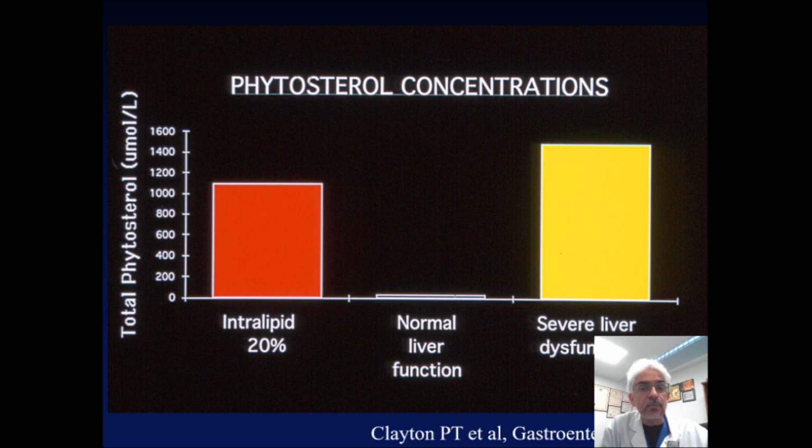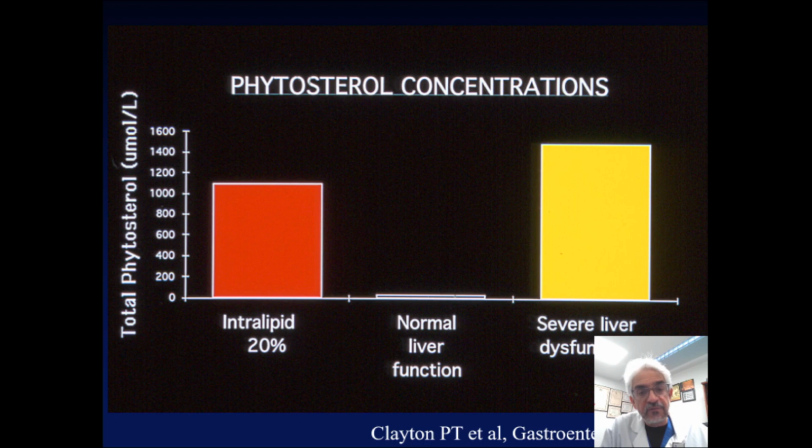This slide summarizes the results from Peter Clayton's study. The orange bar on the left shows the phytosterol concentration in pure intralipid, measured as we did in the lab as the sum of beta-sitosterol, campesterol, stigmasterol, fucosterol, and isofucosterol. What you can see on the extreme right, in patients with severe liver dysfunction, the phytosterol concentration rose in serum and, in fact, in many cases, exceeded the level seen in pure intralipid.